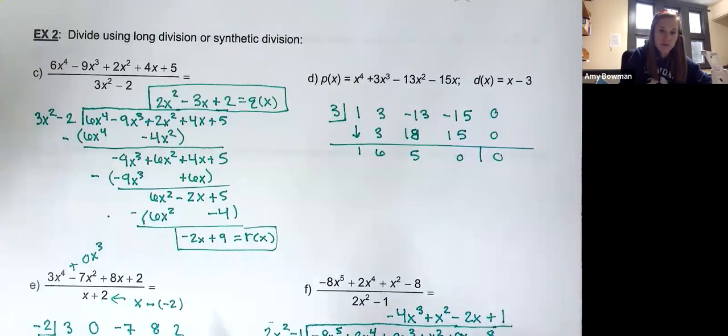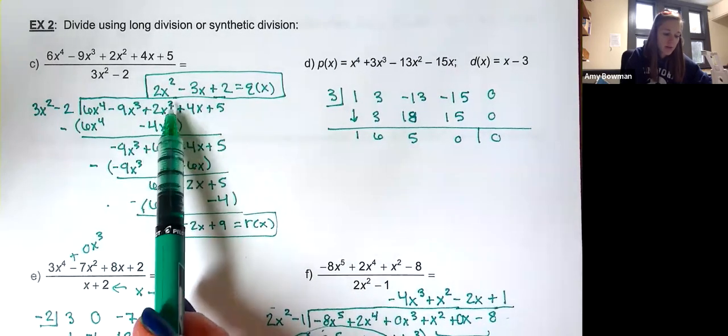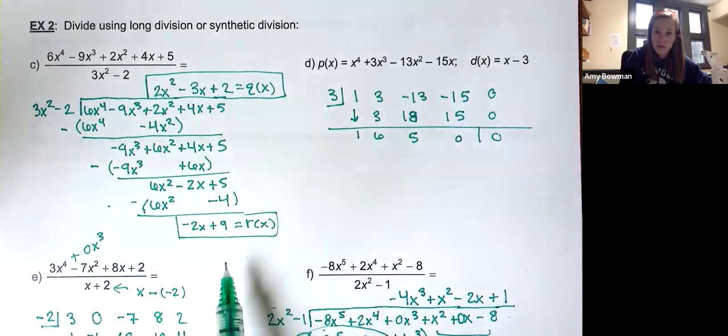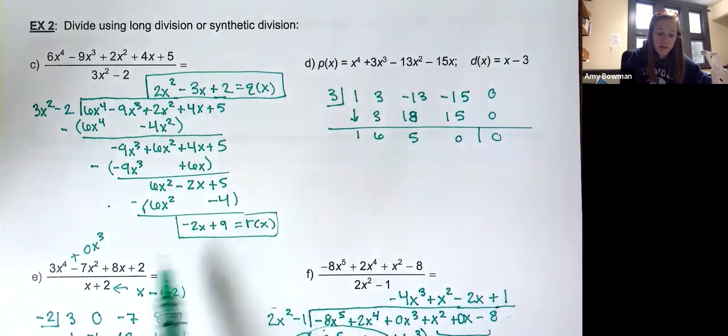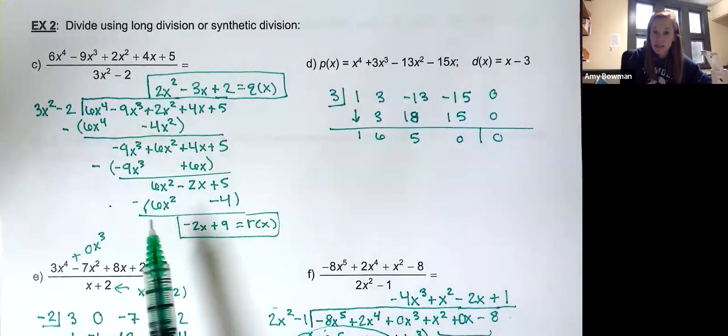Okay, so I've worked through these. So if you look at part C, check your quotient, 2x squared minus 3x plus 2, remainder -2x plus 9. If that is not what you got, pause again right now so you can check your steps with mine.